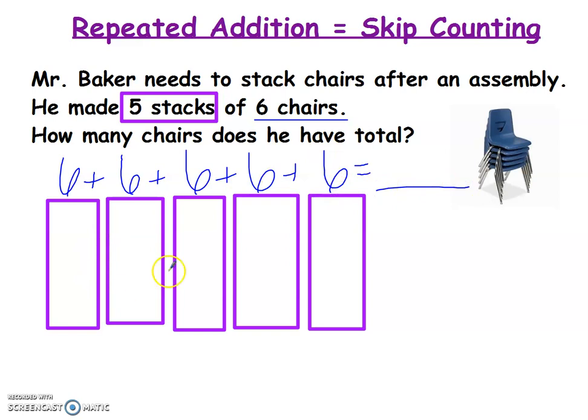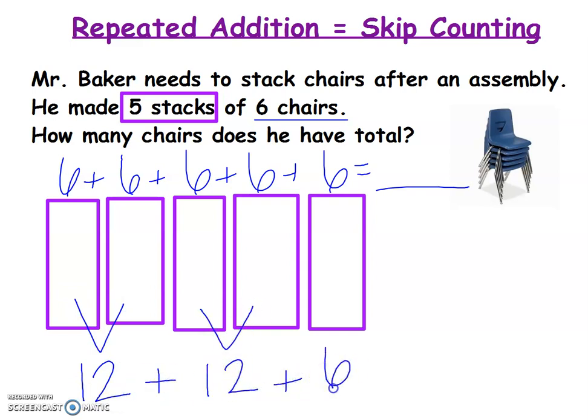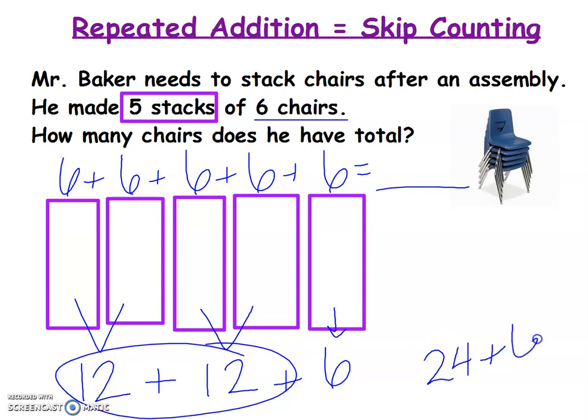Okay. So now we need to count by 6s, and that is very tricky. So again, you can use your skip counting or you can use your double stacks that you know. So you know that 6 plus 6 is going to be 12. 6 and 6 is going to be 12. And then you have another 6 here, okay? 12 and 12 is 24 plus 6. And here you can count on if you want to: 24, 25, 26, 27, 28, 29, 30.